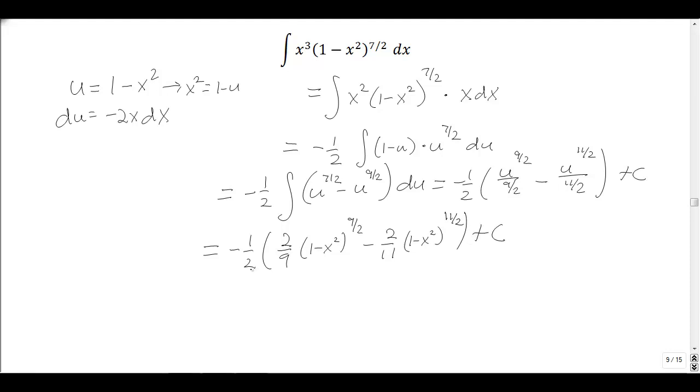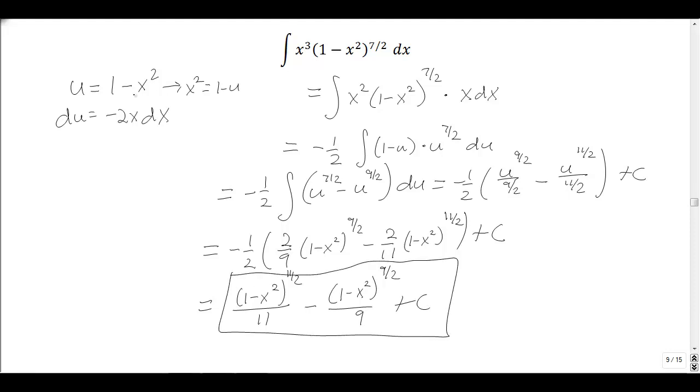Plus c. And then this 1/2 on the outside, I can cancel the 2's, and I'll bring the negative in as well, just to kind of simplify things. That'll just flip the signs. So if you follow that through, I'm going to end up with (1 minus x squared) to the 11/2 over 11 minus (1 minus x squared) to the 9/2 over 9 plus c. So using this substitution, no trig at all, this worked out fairly well.